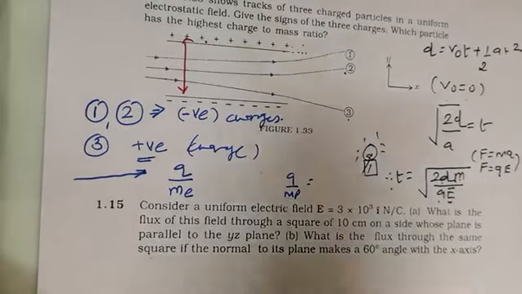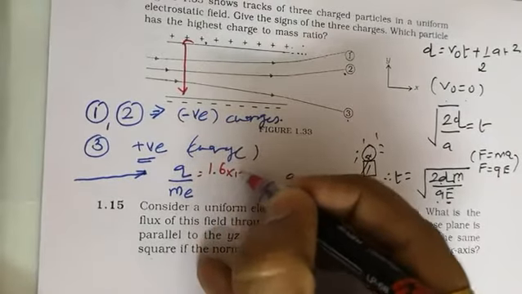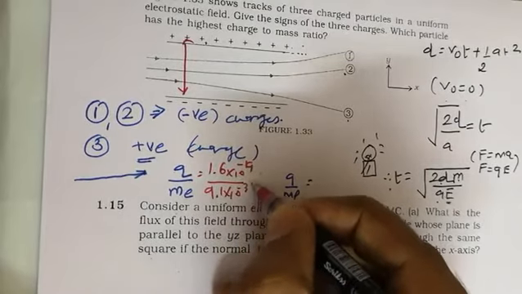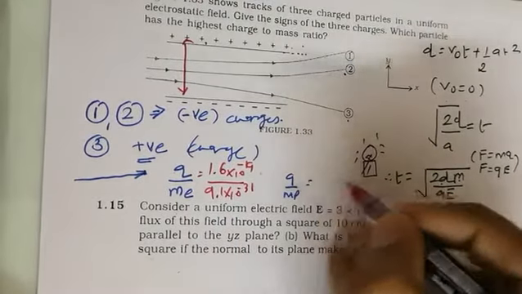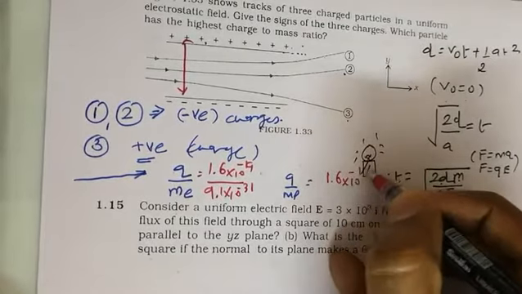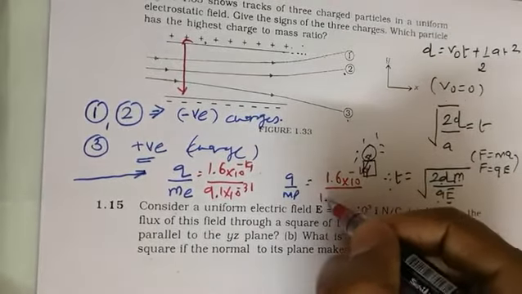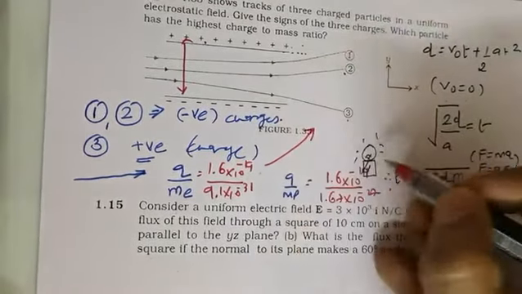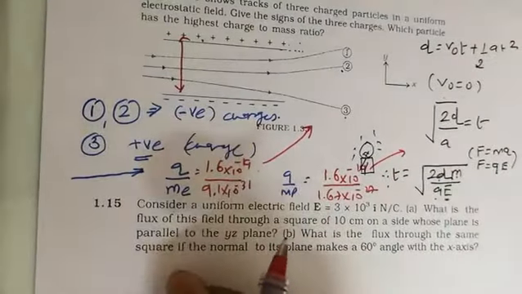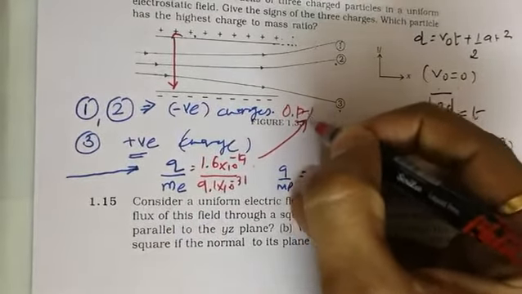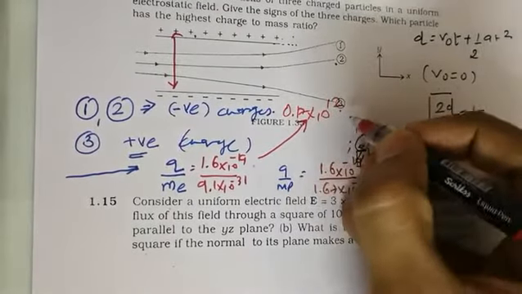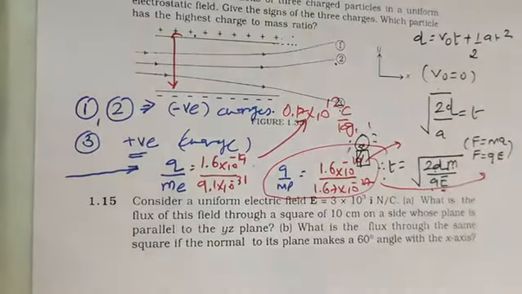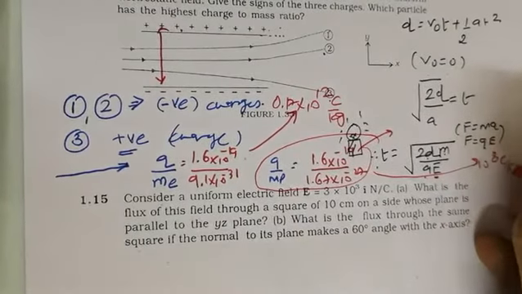Placing these values, we have q as 1.6 cross 10 to the power minus 19, and the mass of the electron is 9.1 cross 10 to the power minus 31. The same value of q, 1.6 cross 10 to the power minus 19 coulombs, and the mass of a proton is 1.67 cross 10 to the power minus 27. This leads to these values: the charge q by me gives the value 0.17 cross 10 to the power 12, with unit coulomb per kilogram, whereas q by mp leads to the value 10 to the power 8 coulomb per kilogram.